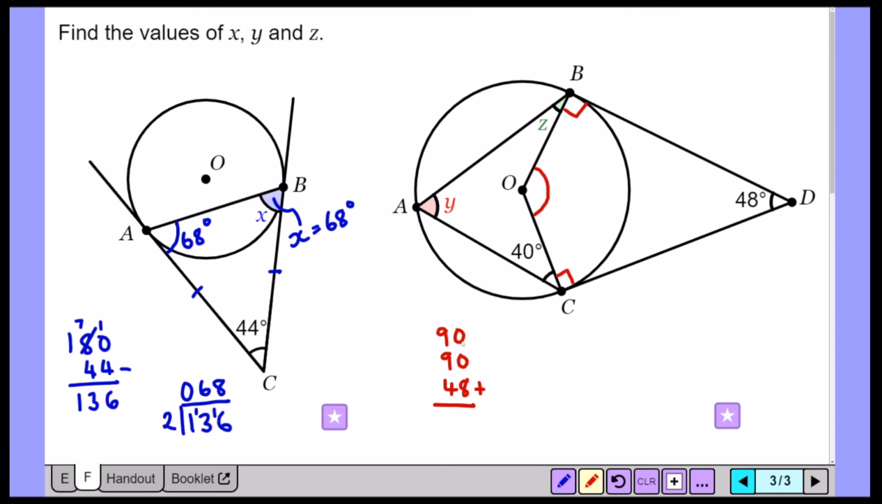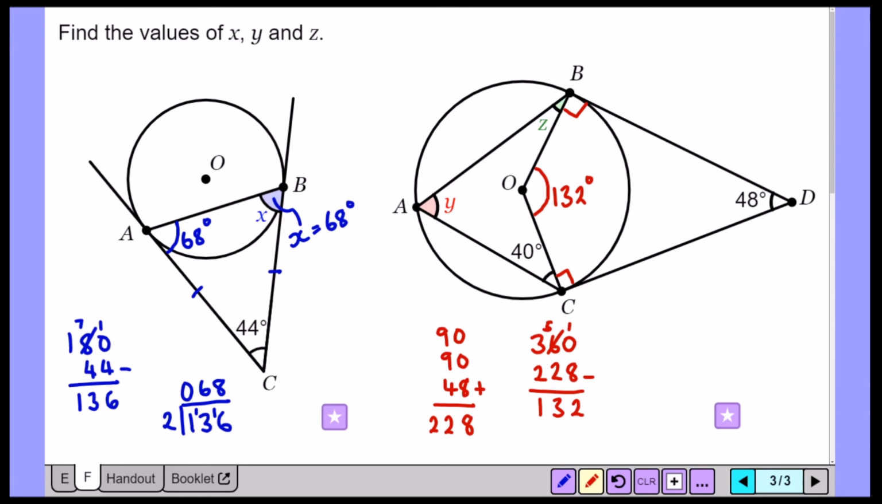That means that the angles that I'm given are 90, 90 and 48: 0, 0 and 8 is 8, 9, 9 and 4 is 22, so that's 228 degrees. I then want to take this from 360 degrees to work out that missing angle. So 360 take away 228. First thing I need to do is borrow. I get 10 take away 8, which is 2, 5 take away 2, which is 3, and 3 take away 2, which is 1. That means this angle is 132 degrees.